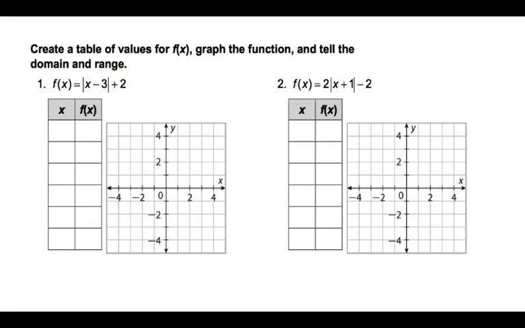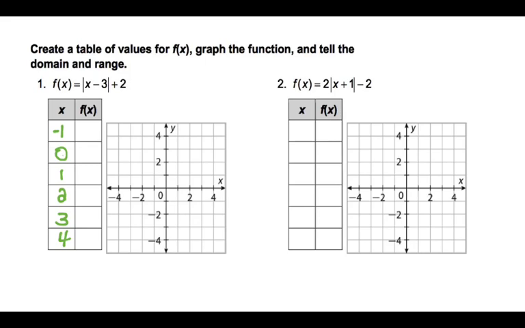All right, create a table of the values of f of x, graph the function, and tell the domain and range. So I'm going to plot some points so that I can draw the graph. I'm going to pick some x values. And remember, we like to have some negatives, some positives, and we want to try to get 0 in there. So I'm going to plug those in for x. And when you do, inside those absolute value bars, what it does is it takes anything that you get and makes the answer positive. So if it's positive, it stays positive, and if it's negative, it becomes positive.